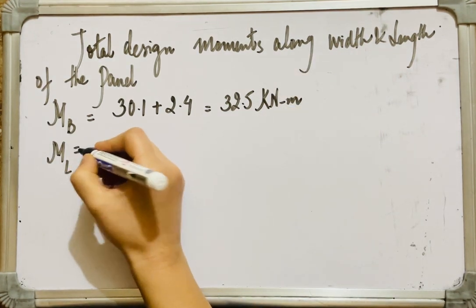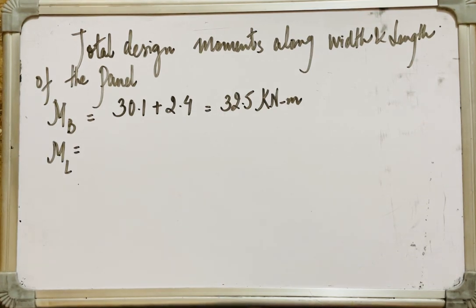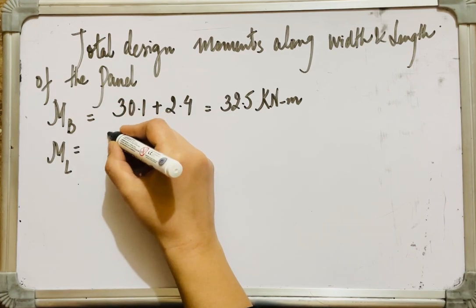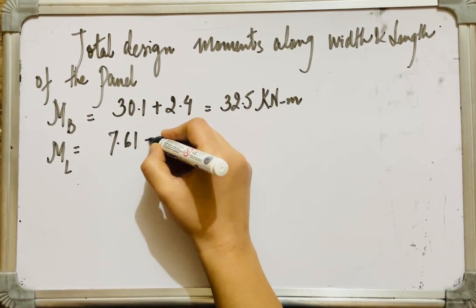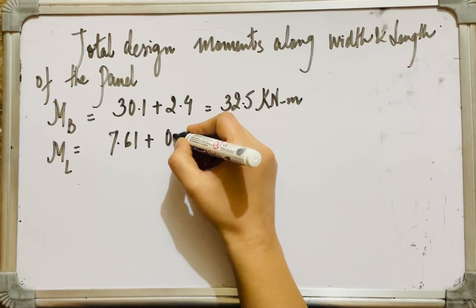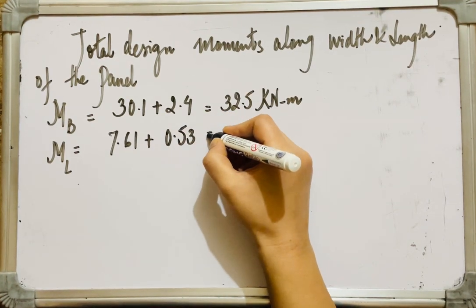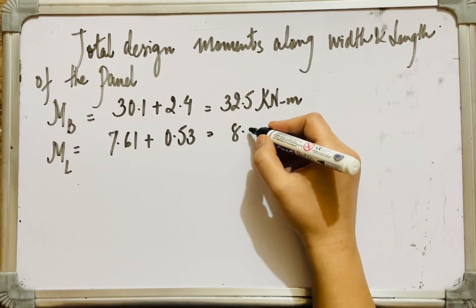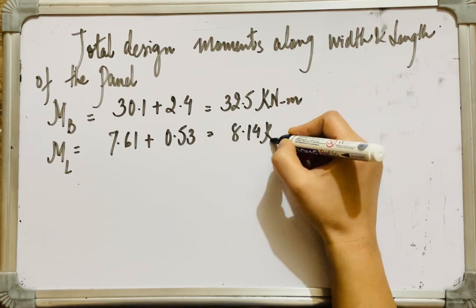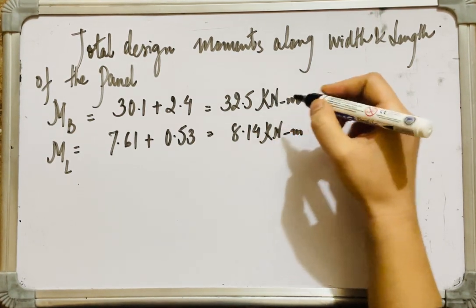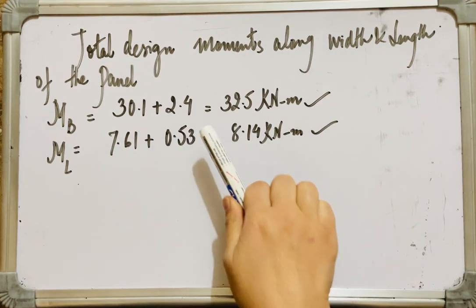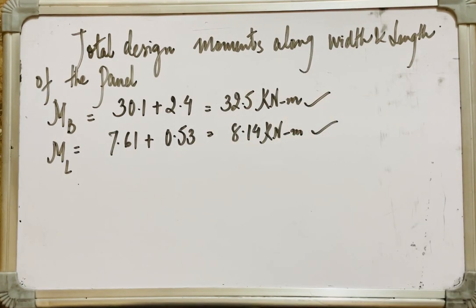All right. In the same way, bending moment along the longest span, from live load what had come? 7.61 and from dead load 0.53. So it is 8.14 kilonewton meter. So these are my design moments. This is the design moment along the shorter span, and this is the design moment along the longer span. All right. After this we have to go to reinforcement.